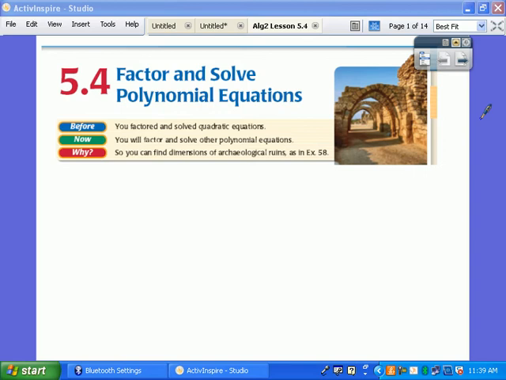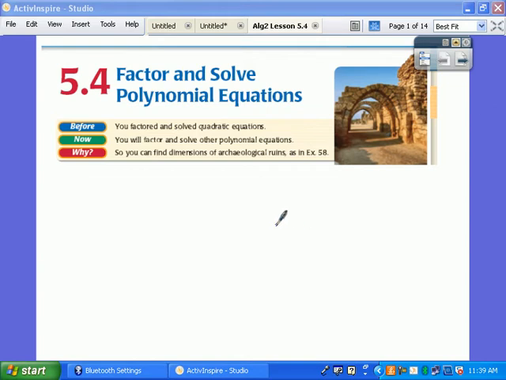This is Mr. Smith here, Section 5.4, Factoring Polynomials. There is one reason we want to be able to factor, and that is to be able to solve. Our end goal is to be able to solve polynomial equations. We're going to use factoring to do it.